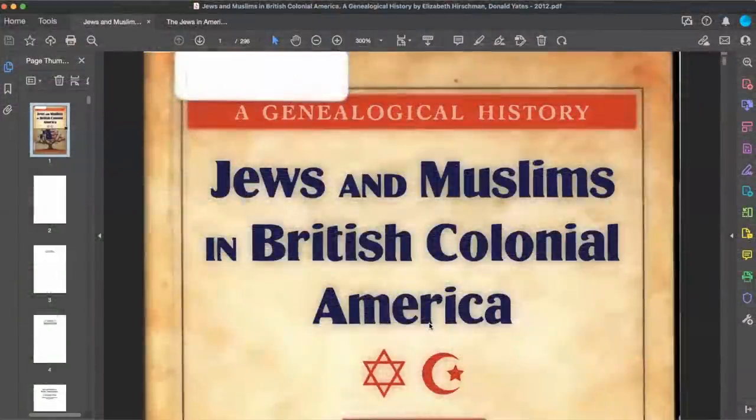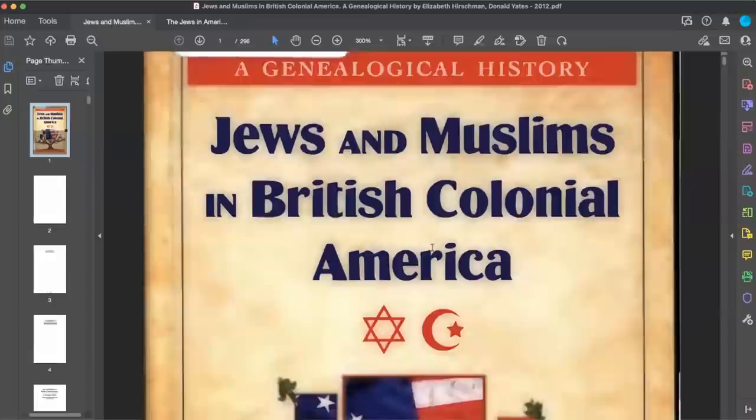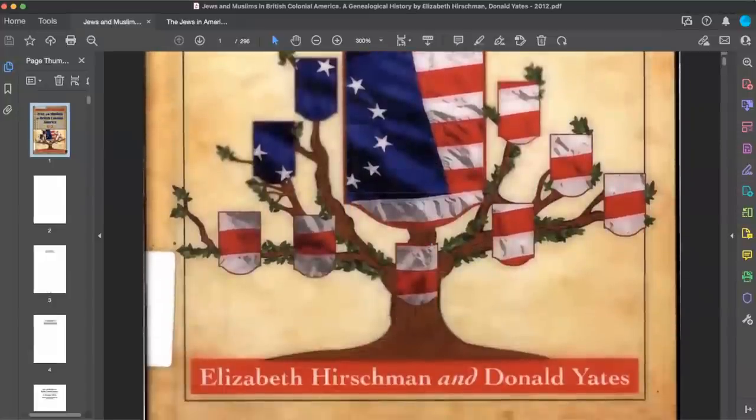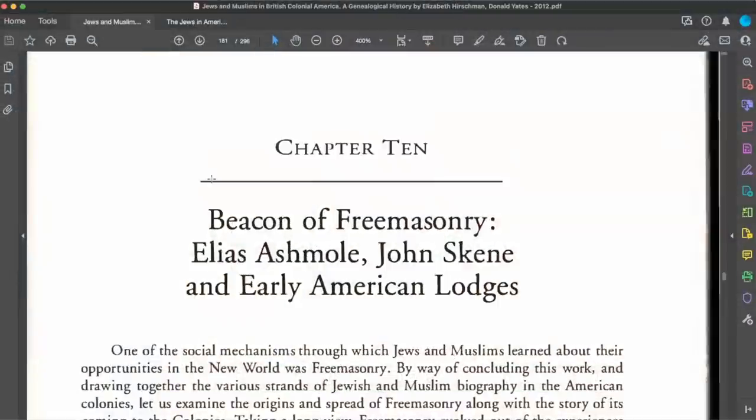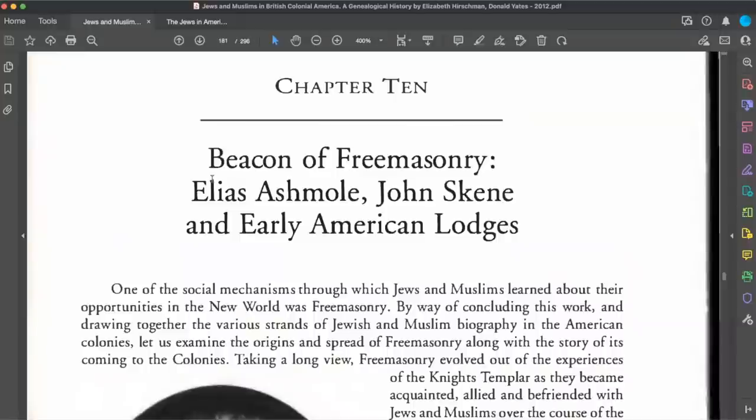All right, so today we're going to continue reading in this book, Jews and Muslims in British Colonial America, A Genealogical History. Great book we've been reading, by Elizabeth Hirschman and Donald Yates. We're going to go all the way to chapter 10. Today we're going to read the final chapter of this book. So congratulations if you've been following me the whole time. You've read most of the book. The last chapter is called Beacon of Freemasonry: Elias Ashmole, John Skeen, and Early American Lodges. Just want to remind everybody to dodge the hijack when we see the whitewashed images, like always.